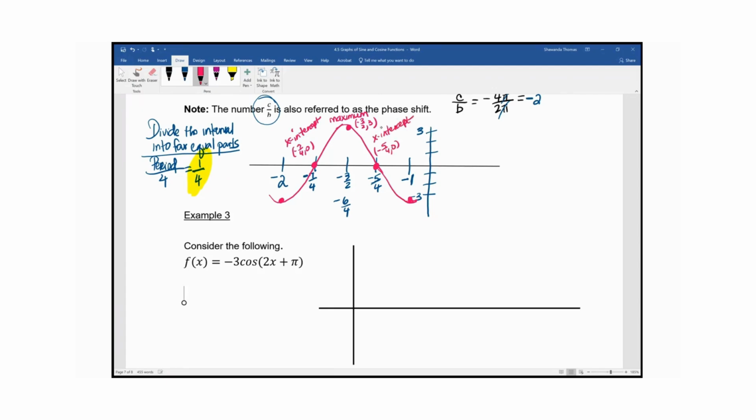Minimums occur where? -2, -3. All right, minimum. And -1, -3. All right. Great.